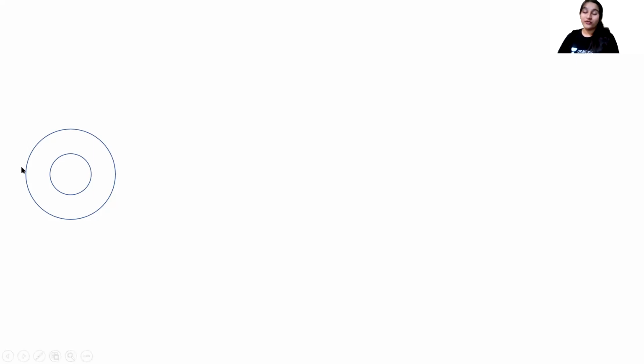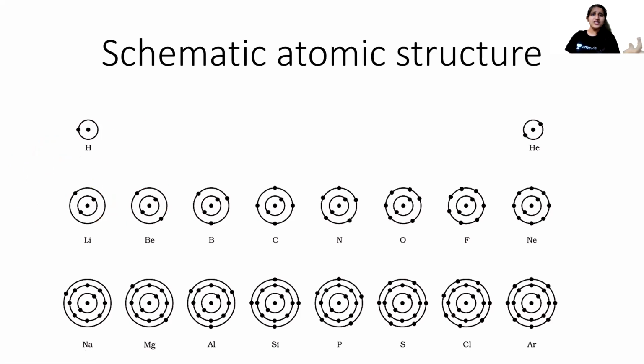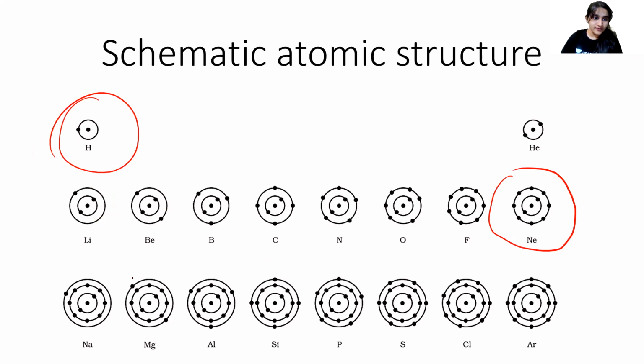So what will we do, ma'am? So let's just take one example and let's see the distribution. So first we'll take hydrogen, and then neon. Yes. And then we will take sodium. Yes, we'll take these 3 examples and if need be, we'll see more.